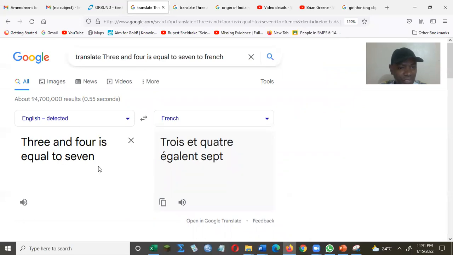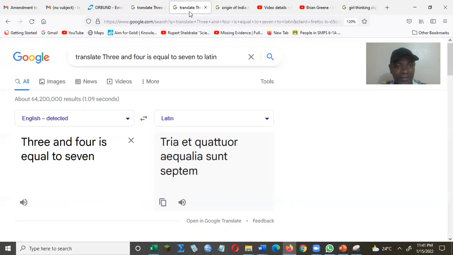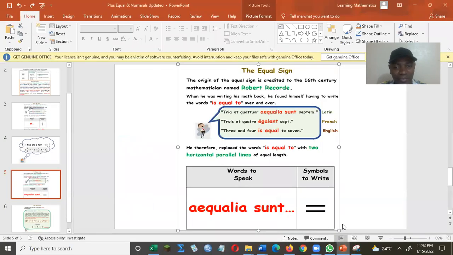3 and 4 is equal to 7. 3 et 4 égale 7. Okay. 3 and 4 is equal to 7. Words to symbols. Always remember that in mathematics.